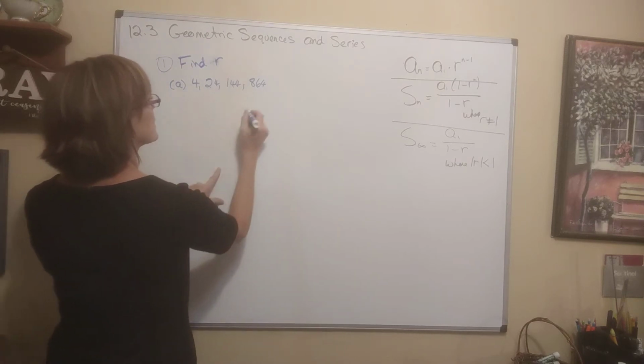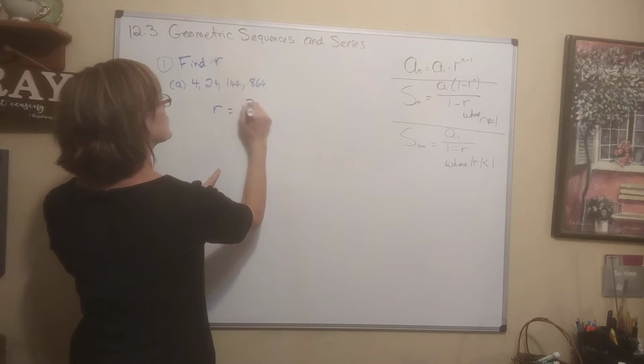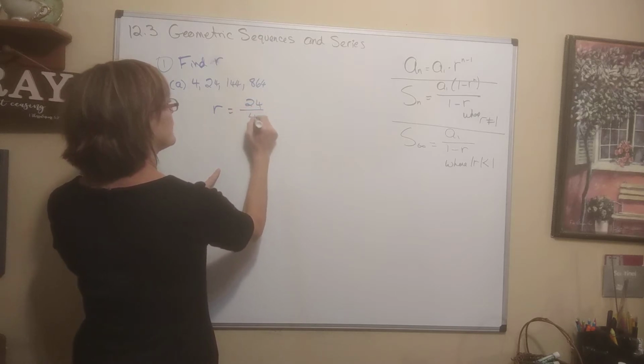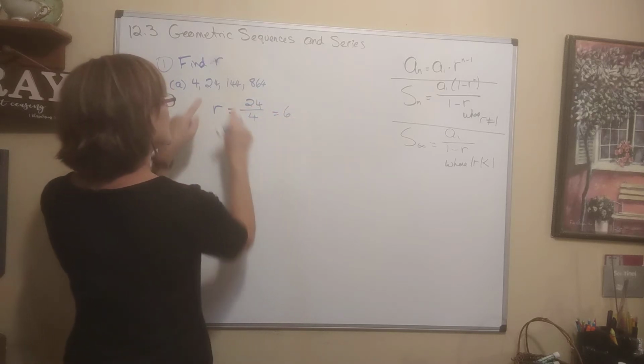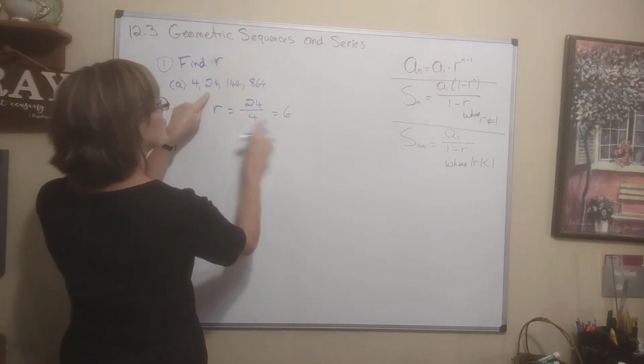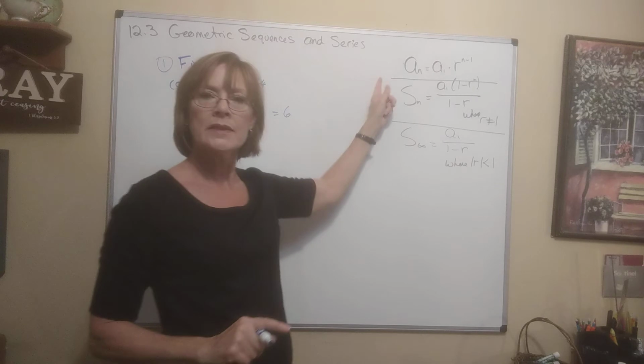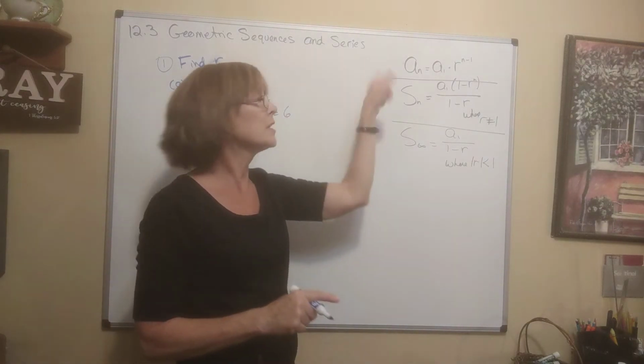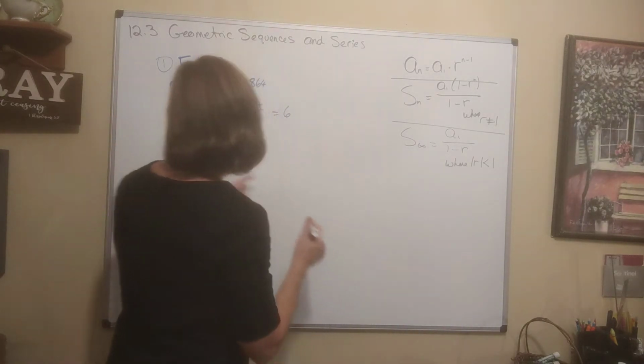These are beside each other. R is going to be equal to 24 divided by 4, and that is equal to 6. If I were to take 144 and 24 and take 144 divided by 24, I would get 6. I didn't happen to write how to find R here, but it is on your sheet. That was for part A.